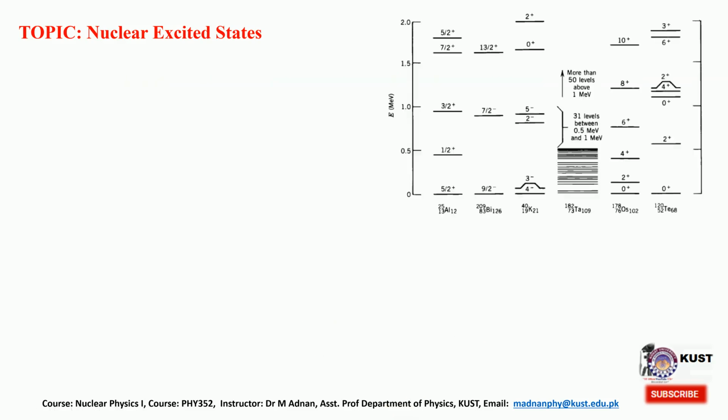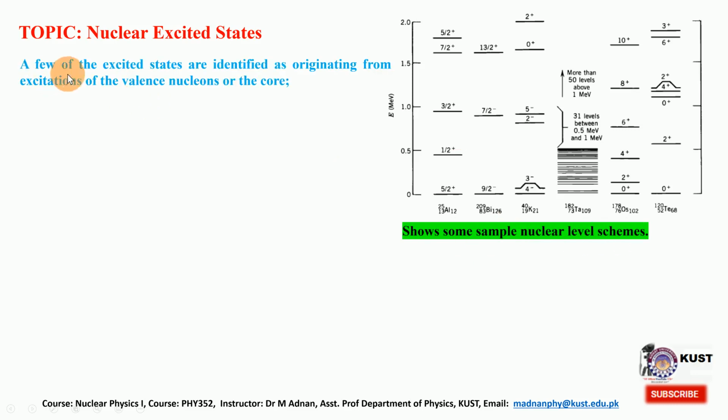For example, we have some energy level schemes showing the excited states that are below the 2 mega electron volt energy. Now these are various elements, and these are the various ground states and excited states. So this figure shows some simple nuclear level schemes. Now, a few of the excited states are identified as originating from excitation of the valence nucleons or the core.